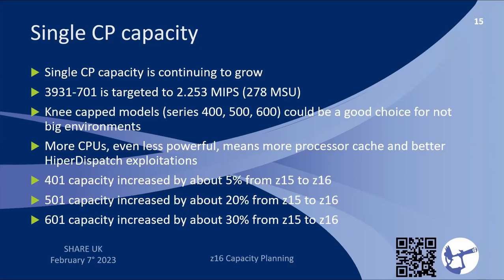Okay, more CPU, there is more processor cache, and better hyperdispatch exploitation. Hyperdispatch still is not yet mandatory, but I believe it will be soon, because it makes no sense not to use hyperdispatch. And again, some figures compare the subcapacity models, the NICAP models, and they all increased when you move from Z15 to Z16.